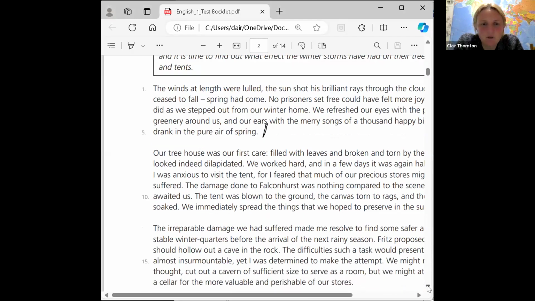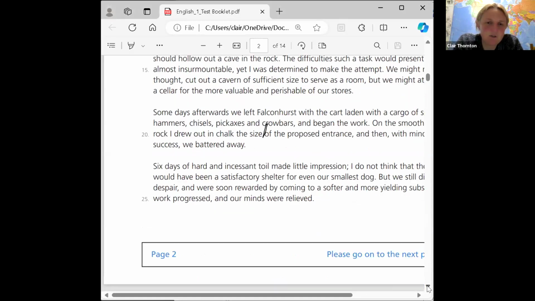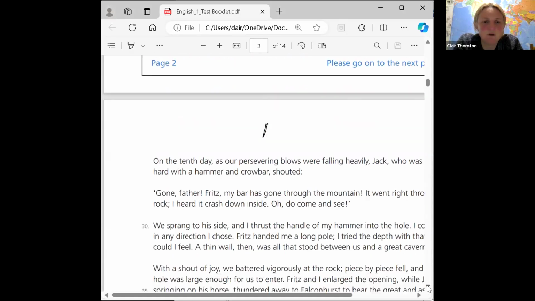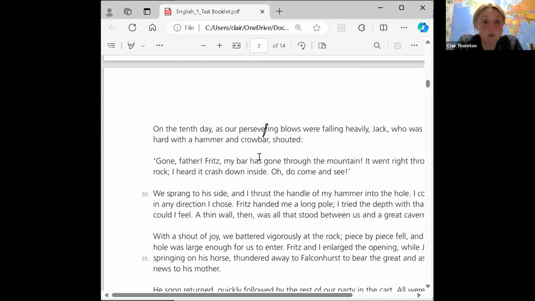Okay, so we're going to go down to where that bit is. We've read all this, we've answered some of those. We're going to go down to the crowbar bit, which I can see is here. So what was the reaction when Jack lost his crowbar?